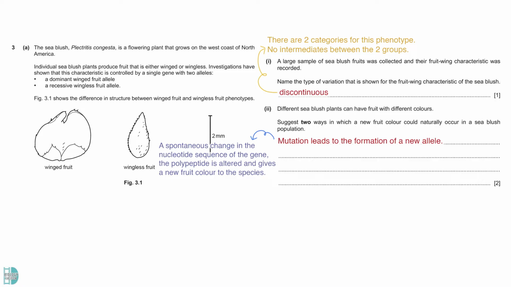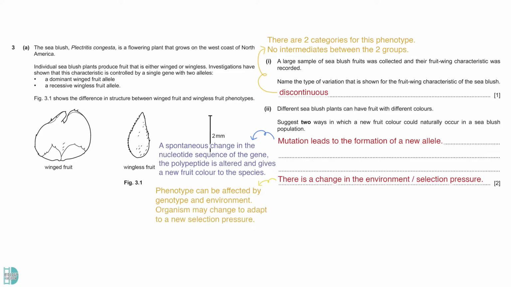Genotype is not the only reason that affects the phenotype. A new trait may arise due to a change in the environment. A new selection pressure causes the organism to change to adapt better to its environment.